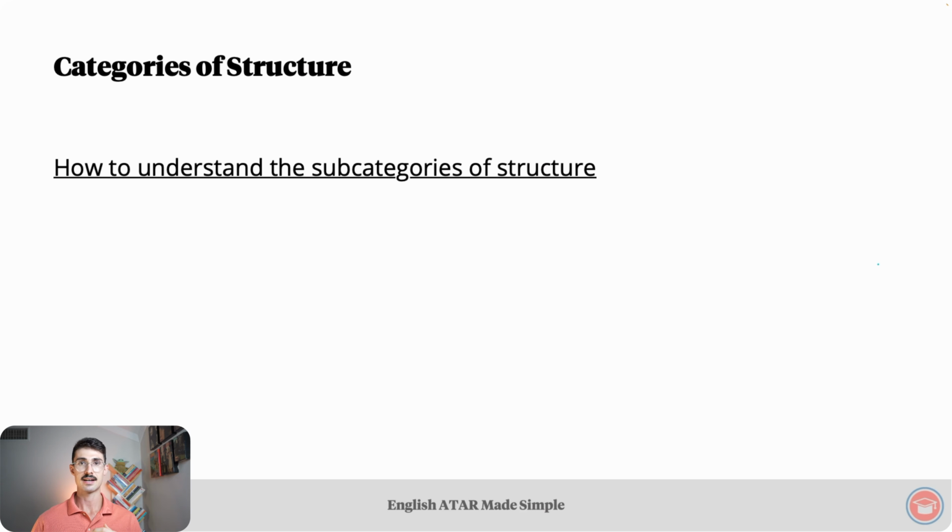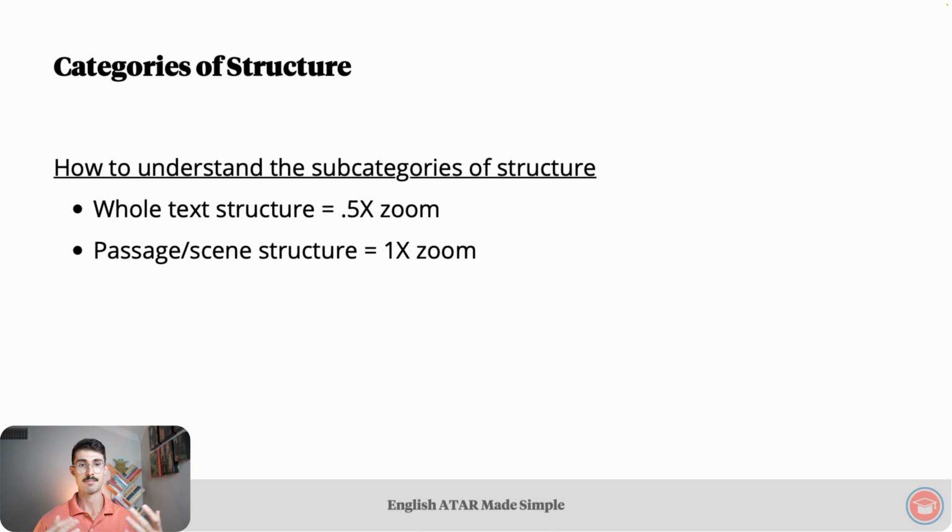We then discussed how to understand the subcategories of structure, and we used a bit of an analogy. We learned that we can understand whole text structure as though it's 0.5 times zoom on the phone's camera. We can understand passage and scene structure as though it's 1 times zoom on the phone's camera. And we can understand sentence structure as though it's 2 times zoom on our phone's camera.